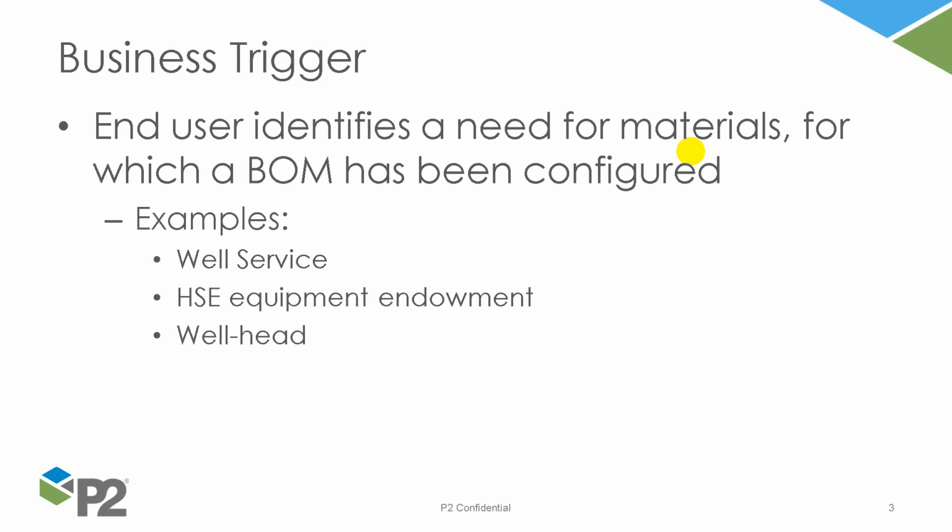So for a well service, you might need fuel, maybe filters or some other set of materials, and usually it's always the same set of materials or a similar set of materials. So instead of having the user go and look for each individual material every single time the material requisition is going to be entered, you can pre-configure a bill of materials and then have the users use that instead.